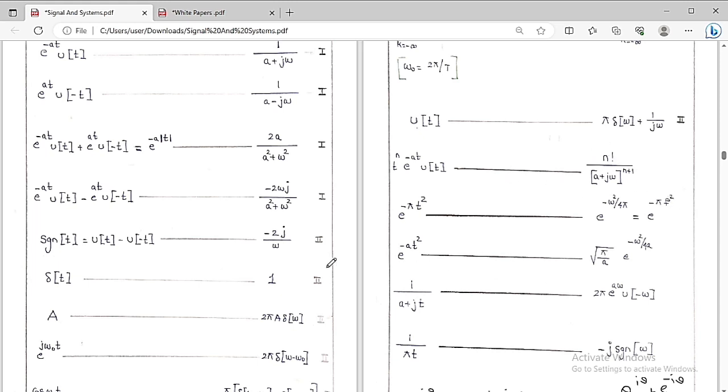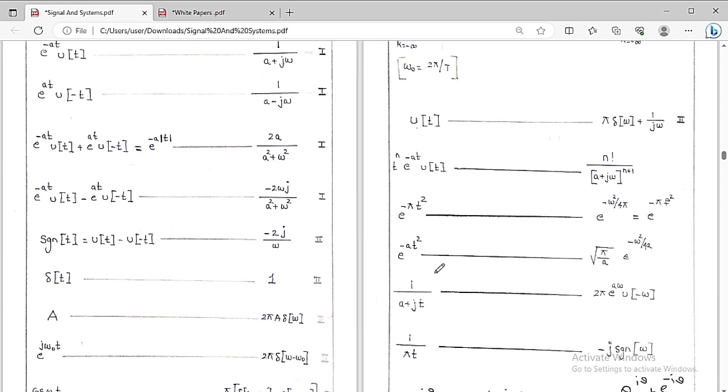And I want you to remember this one. For e to the power of minus a t square, the Fourier transform is under root of pi by a into e to the power of minus omega square by 4a. So this one you have to remember. Suppose in place of a we substitute pi, then we are going to get this thing. And with omega equal to 2 pi, on simplifying, we are going to get this value.